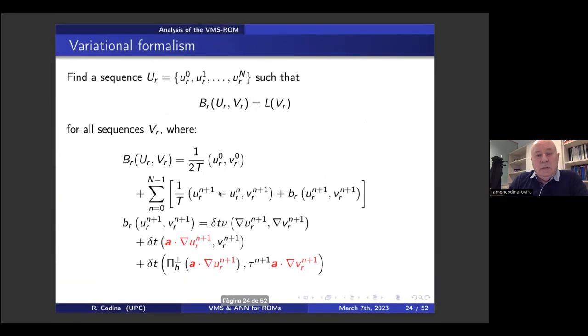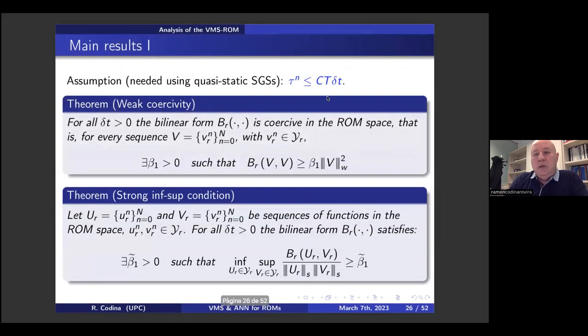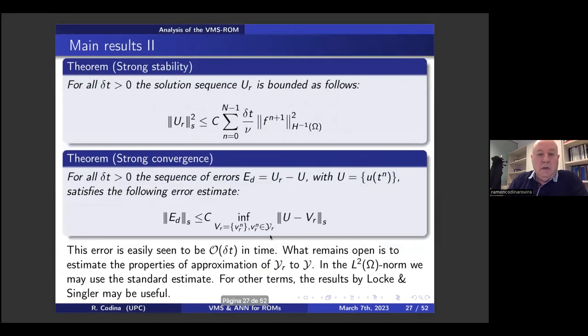I have assumed that we are using quasi-static subscales. And for quasi-static subscales, we need this assumption that tau is small enough, or if you wish, delta t is large enough, which is sort of strange. When you use dynamic subscales, you don't need that assumption. So in the weak norm, we can prove coercivity very easily. And in the strong norm, we cannot prove coercivity, but we can prove an inf-sup condition that is enough to prove optimal convergence. That is what is written here, strong convergence.